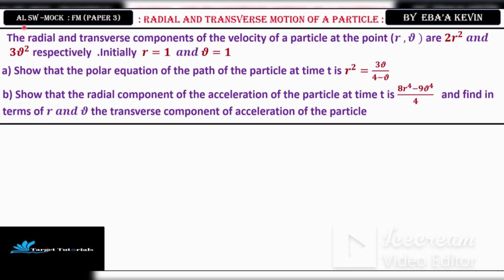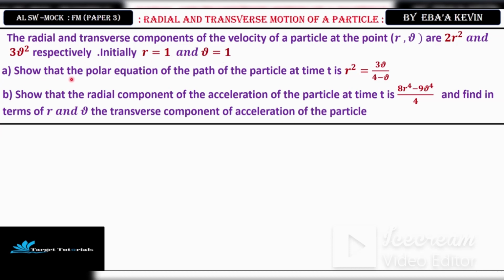So in today's video we are going to be solving the advanced level WASSCE Further Mathematics Paper 3, 2022 actually. We are going to be solving question 4, and this question was on radial and transverse motion of a particle. The question is: the radial and transverse components of the velocity of a particle at the point (r, θ) are 2r² and 3θ² respectively. Initially r equals 1 and θ equals 1.